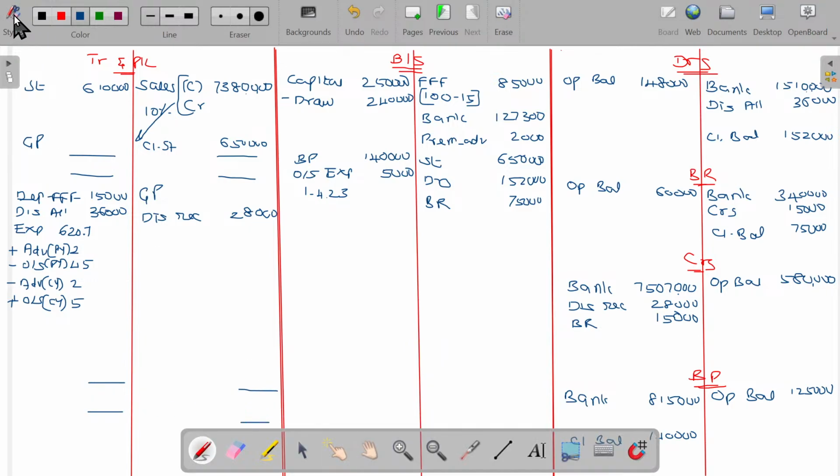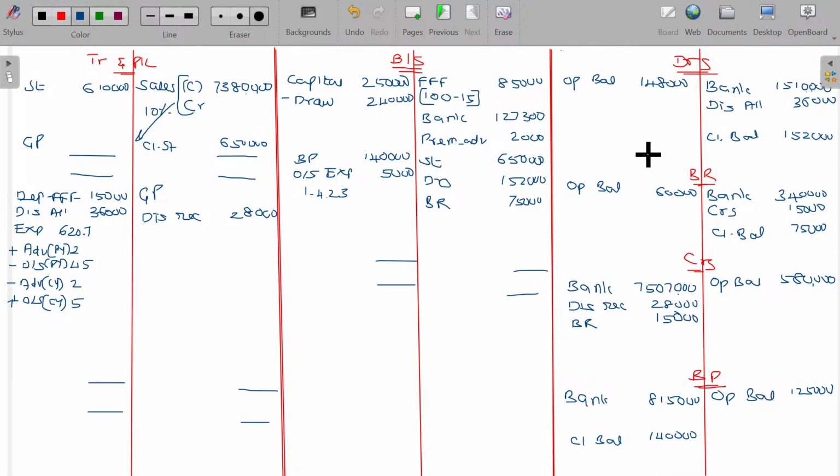First finish up the working notes related to the debtors, BR, creditors and BP and all. Thereafter finish up trading and P&L account. Finally you can solve the balance sheet. Here debtors. First finish up the BR. By tallying the BR, you have to close the BR first of all and then arrive at the debtors balance. What is the value here?